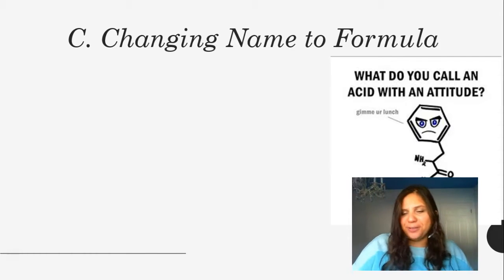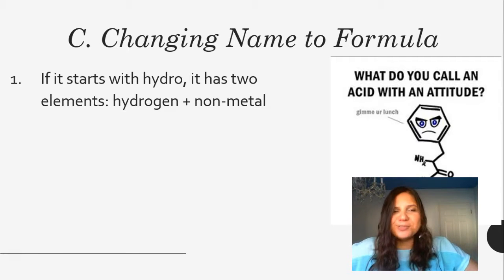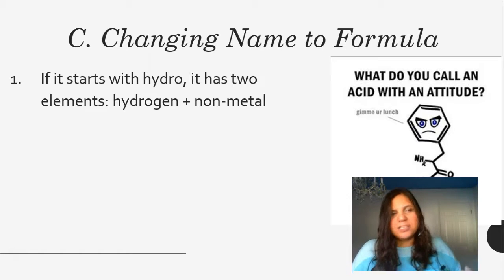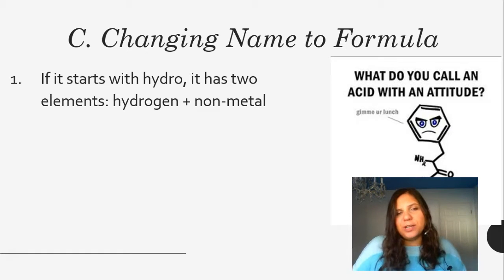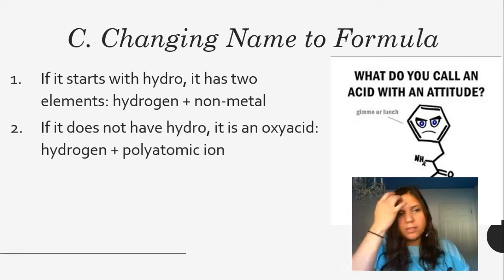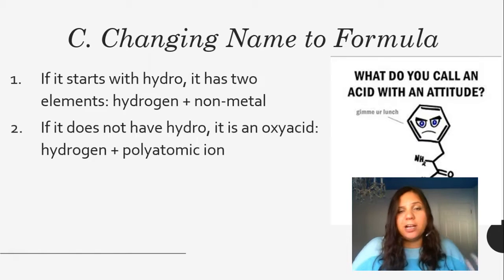Okay, so here we go. First thing, here's what's going to happen. If it starts with hydro, so you're taking the name now and turning it into the formula, what you know is you have 2 elements in it. It's a binary acid. You have hydrogen and some sort of nonmetal that you can look up on the periodic table. If it does not have hydro in it, then it must be an oxyacid. And an oxyacid is made up of hydrogen plus a polyatomic ion.